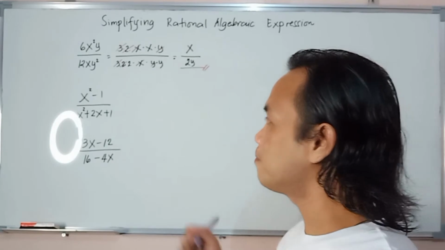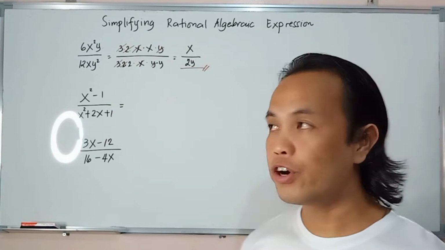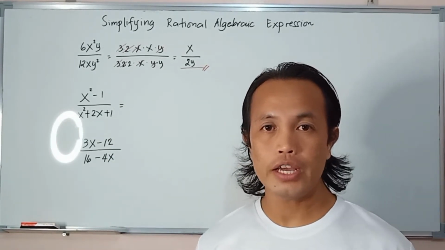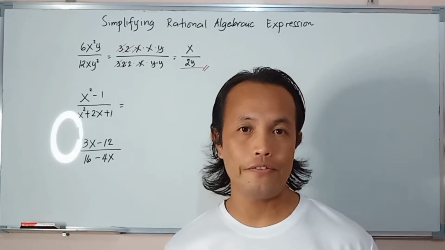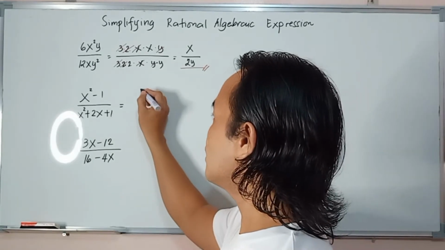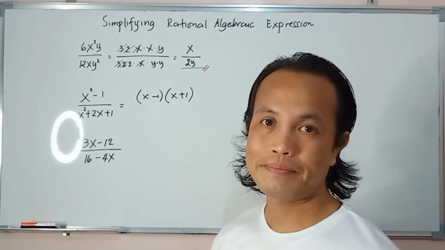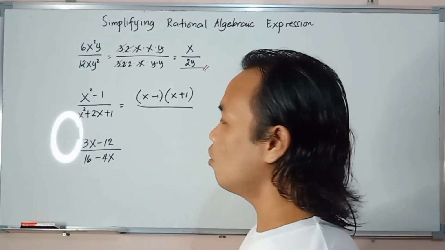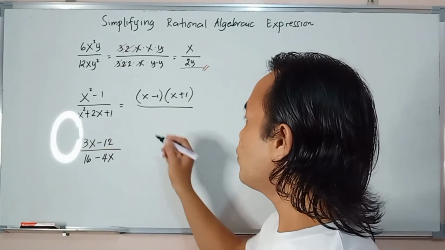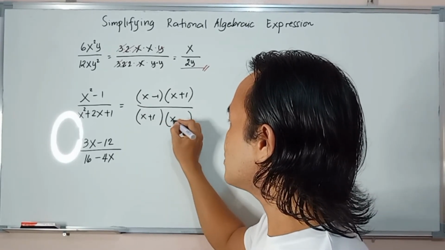Next example. Example number 2, we are given x squared minus 1 over x squared plus 2x plus 1. So as you can see in the numerator, x squared minus 1, that involves difference of squares. So we can factor out x squared minus 1 by writing x minus 1 times x plus 1. And the denominator involves perfect square trinomial. So we have x squared plus 2x plus 1. So we can factor this out by writing x plus 1 times x plus 1.